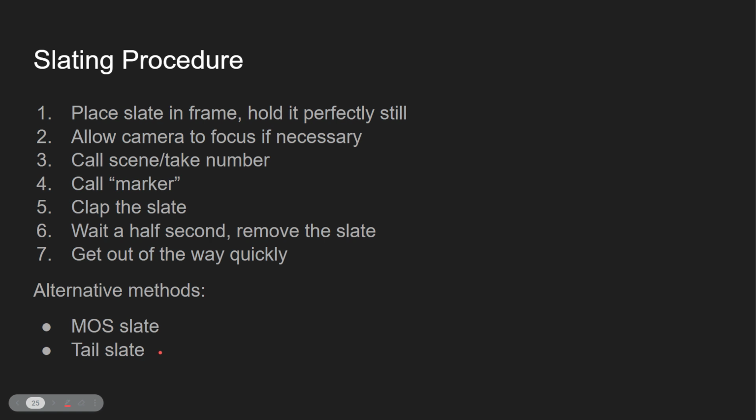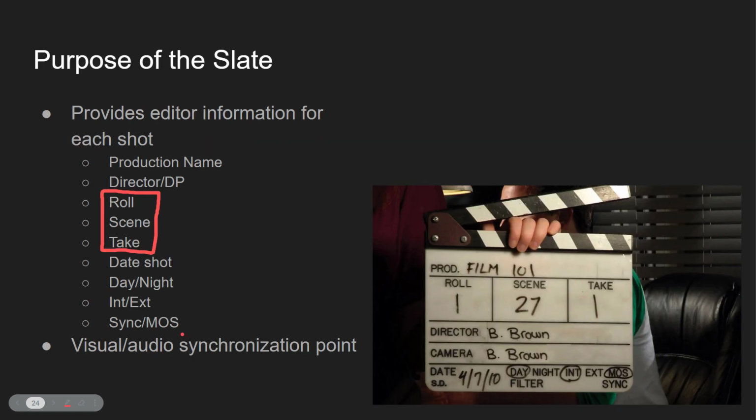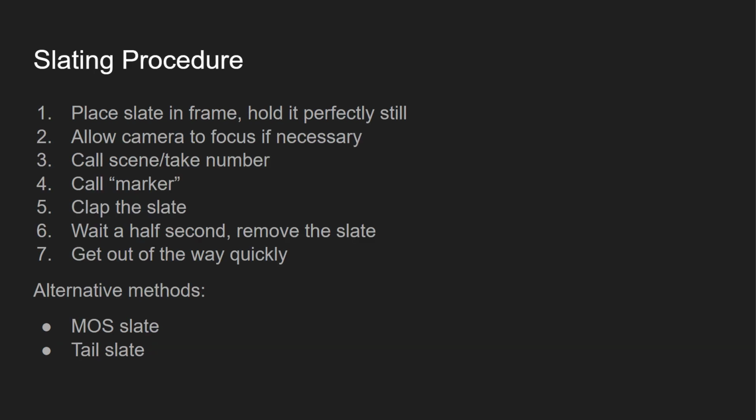So there are alternative slating methods, and one is called an MOS slate. I'm going to go back one frame, and you'll see that this picture right here is actually an MOS slate. Best practice here, if you're not recording sound, is to put your fingers in between the sticks. These are called the sticks of the slate. That will let the editor know that this slate is not going to be clapped, that this is an MOS shot. And the other one is a tail slate.